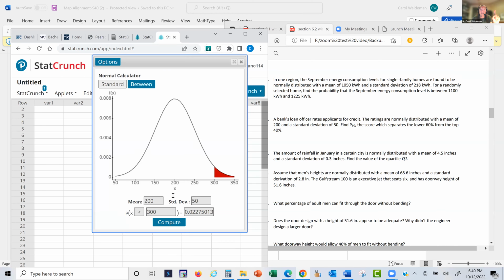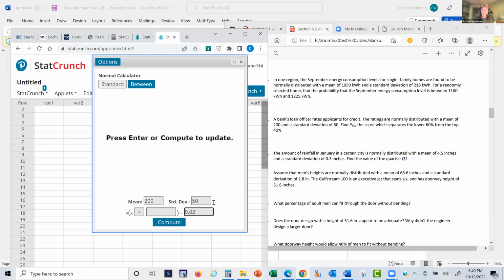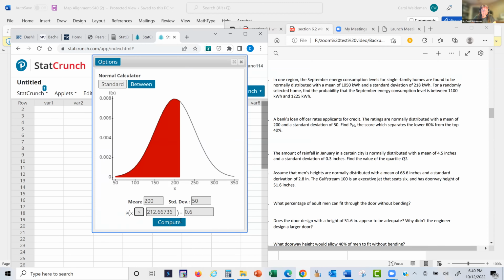But how am I going to get that? First of all, I want a number on the rating scale. I don't want to find a probability because I already have the probability here, the area, the 60 from the 40. So I'm going to change out the percentage to a decimal, and I'm going to put in here 0.6. And I have to change this to less than. Okay, so there it is.